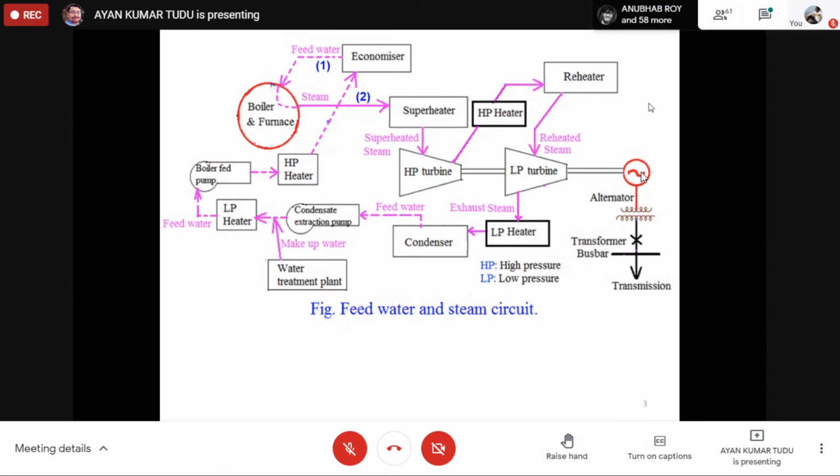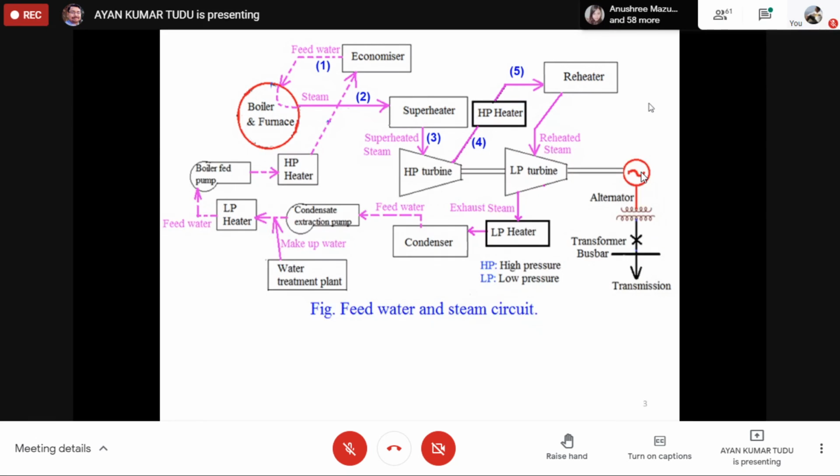The feed water is being boiled in the boiler, so steam is being produced. That steam goes through our superheater and is converted to superheated steam. The superheated steam goes into our high pressure turbine. Then from the high pressure turbine, the steam goes to our high pressure heater, and from there to our reheater, where its temperature is again increased. That reheated steam enters our low pressure turbine.